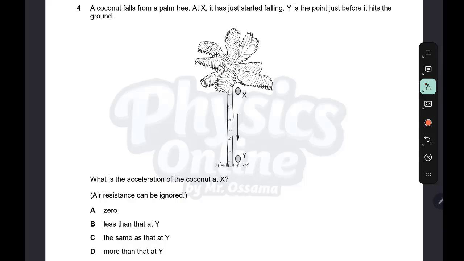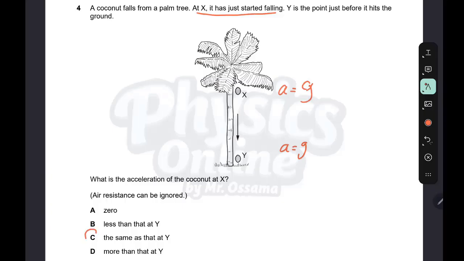A coconut falls off a palm tree. At X, it has just started falling. Y is the point before it hits the ground. What is the acceleration of the coconut at X? Air resistance can be ignored. What is the relation between acceleration here and acceleration here? Acceleration here at the start of the fall is the acceleration of free fall. And here, before reaching the ground, the acceleration is also the acceleration of free fall. So the acceleration at X equals the acceleration at Y.